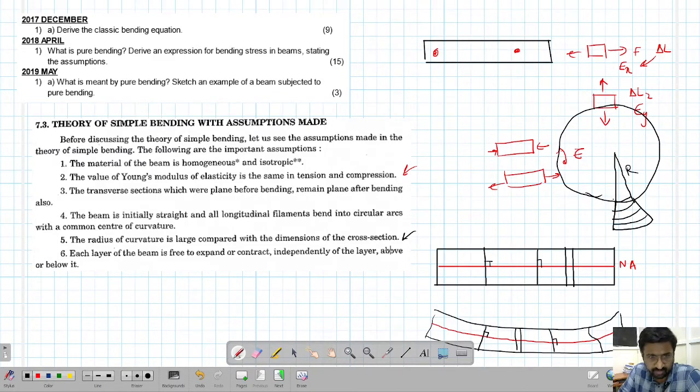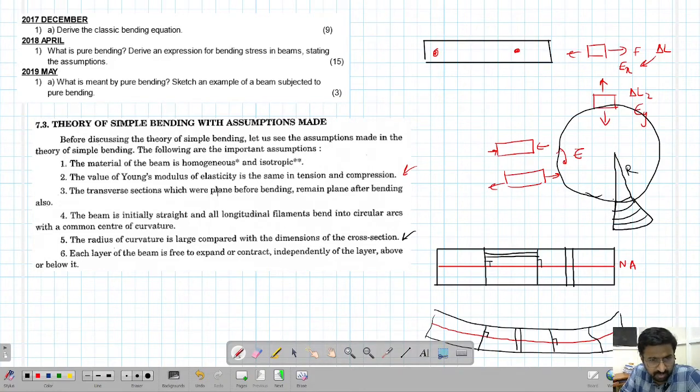Then each layer of the beam is free to expand and contract independent of the layer above or below it. So if there is one layer here and another layer below this, the top layer can reduce or increase its length without depending upon the layer below. It is counterintuitive, because you would assume they are basically one and the same, stuck with each other, but what they're telling is they are free to move with each other. It's an assumption.